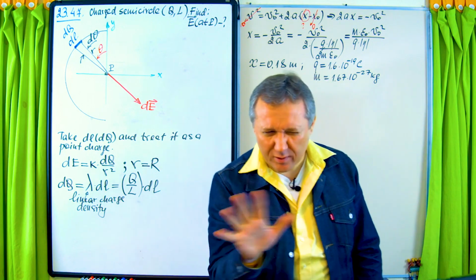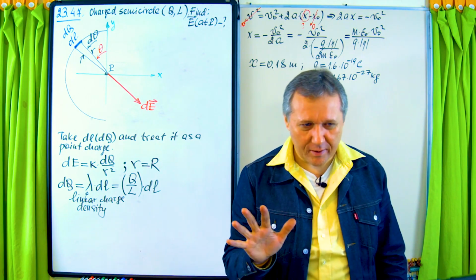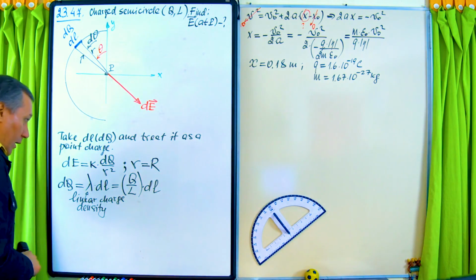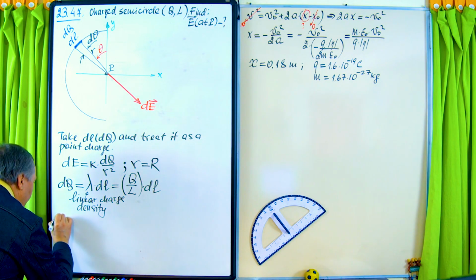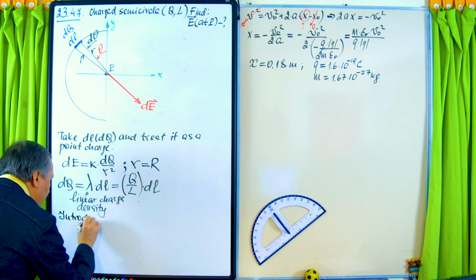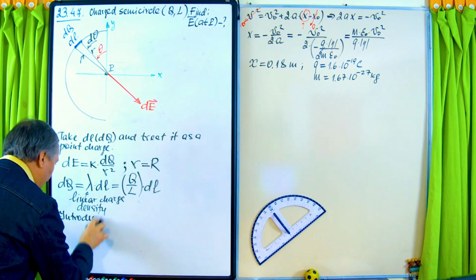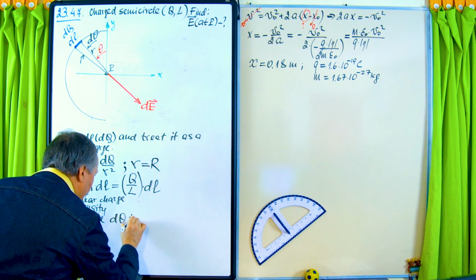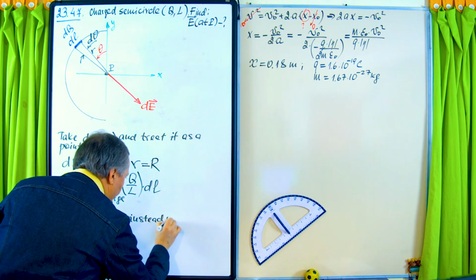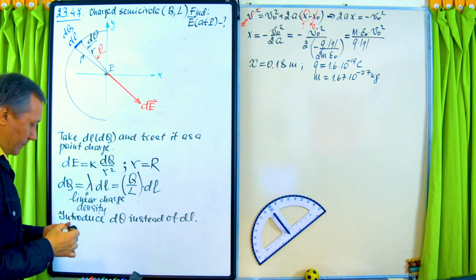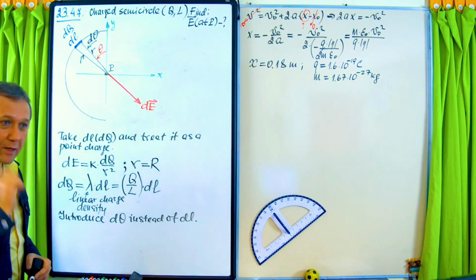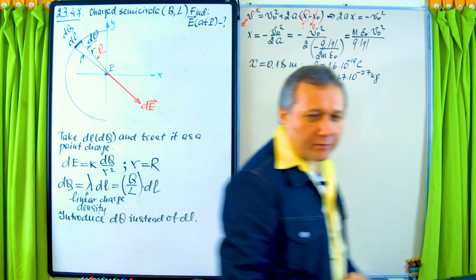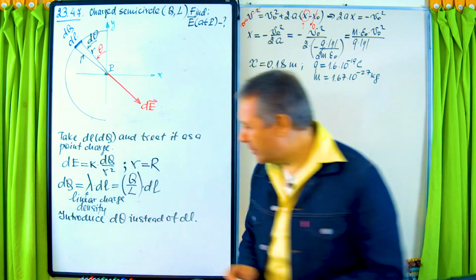Usually at this point, students don't remember this, right? So I have to refresh how to connect them. So let me first write, introduce d theta instead of dl. Okay, right? And now let's connect them. You remember the definition of radian. How did we introduce radian?